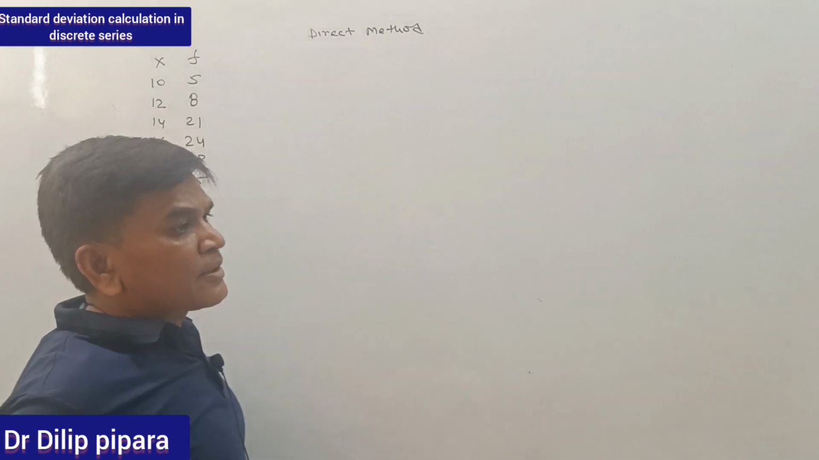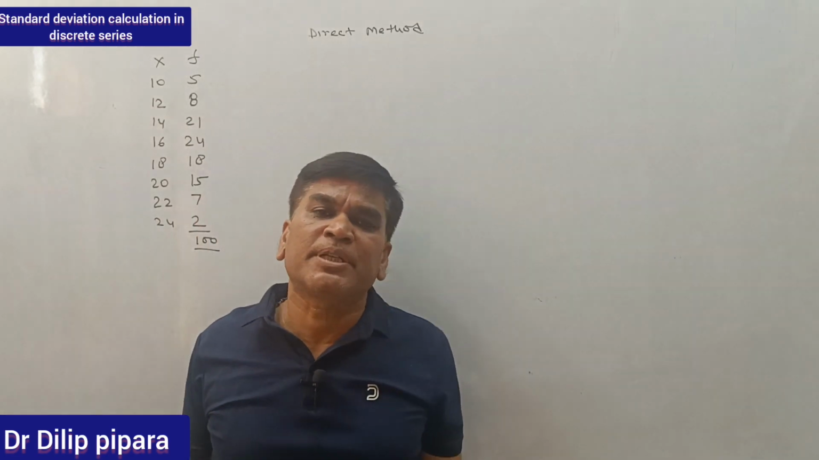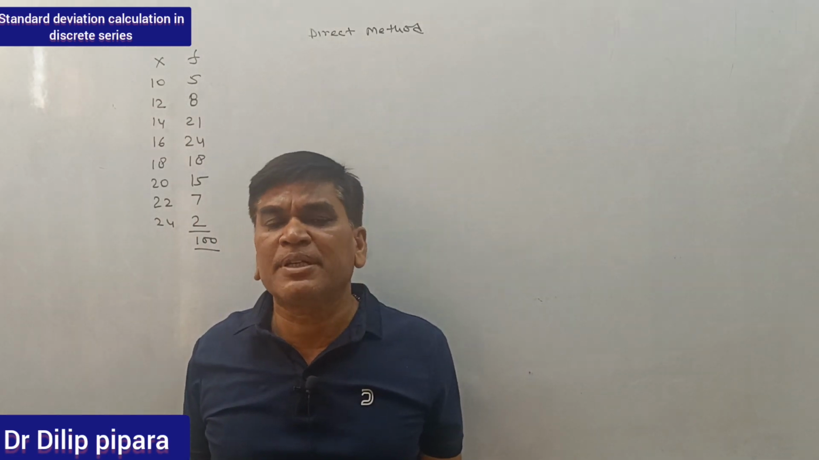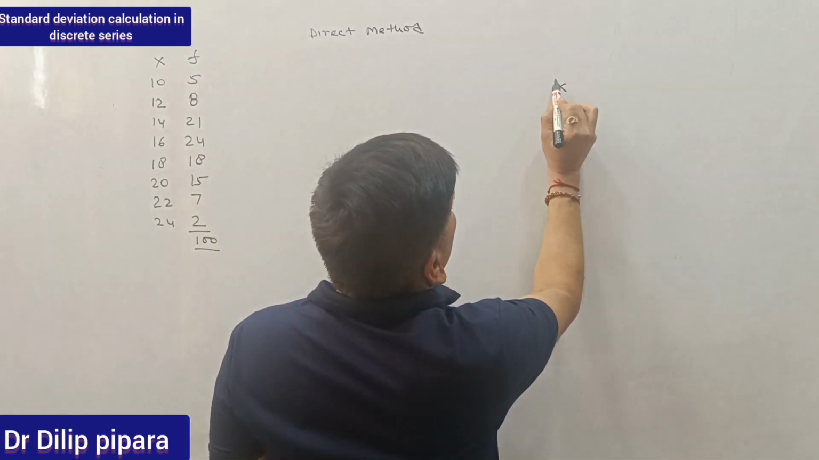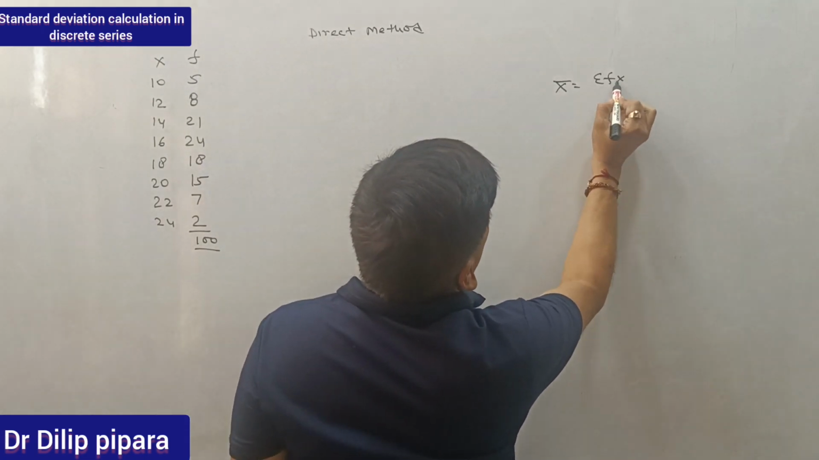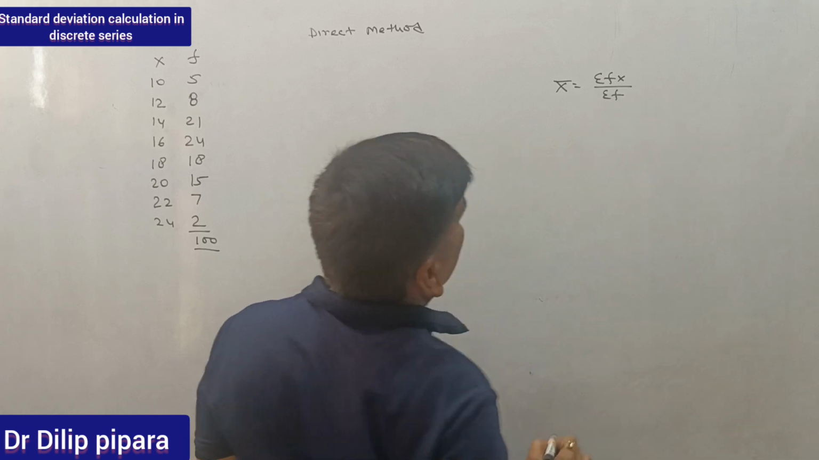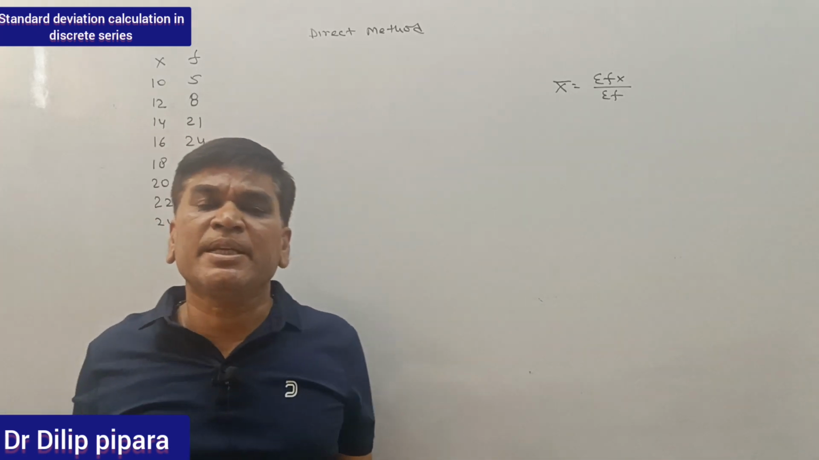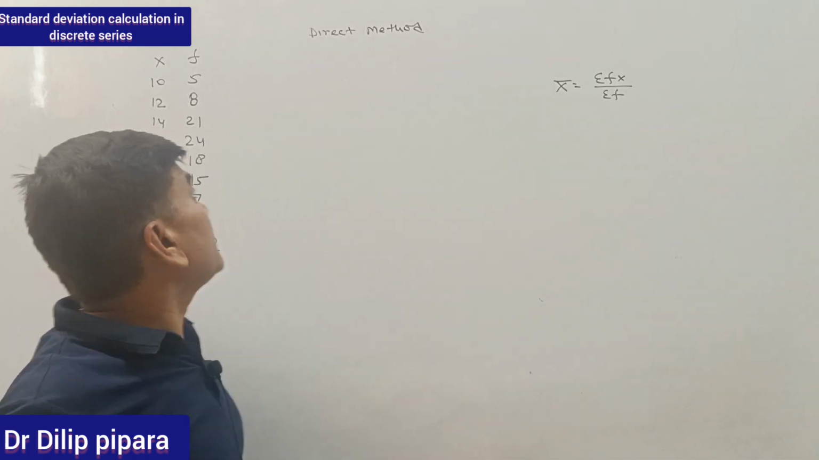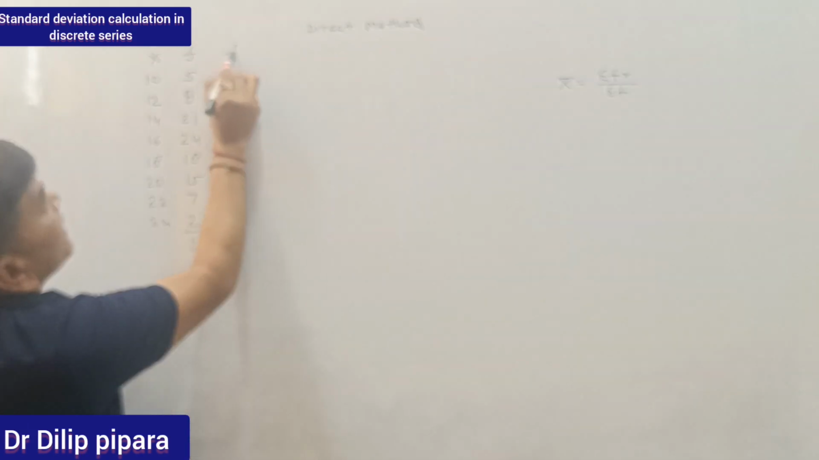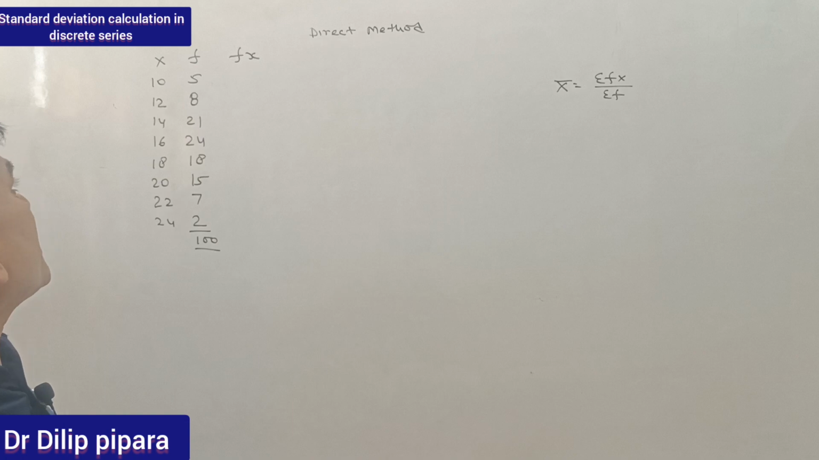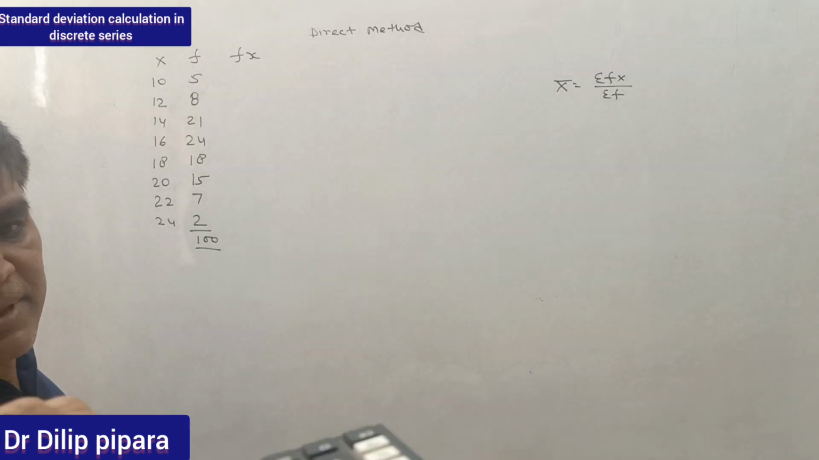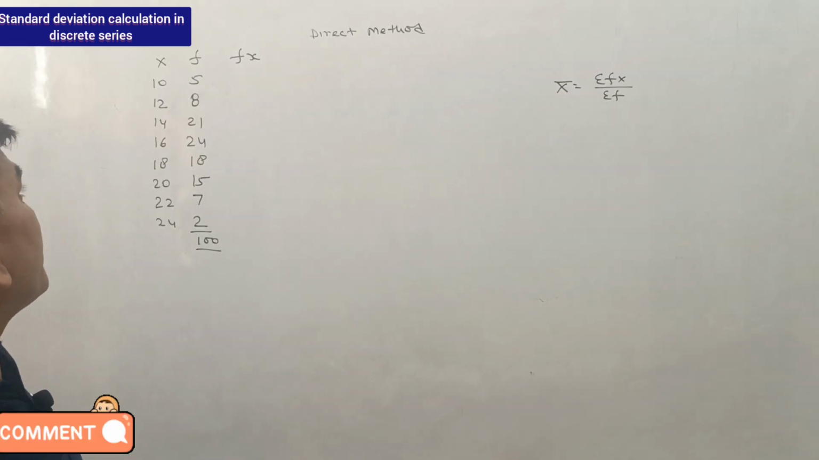For calculating standard deviation from the direct method, first we want the arithmetic mean. So the value of the arithmetic mean, x bar, will be sigma fx divided by sigma f. For calculating this, first we want fx. So we are calculating f multiplied by x.